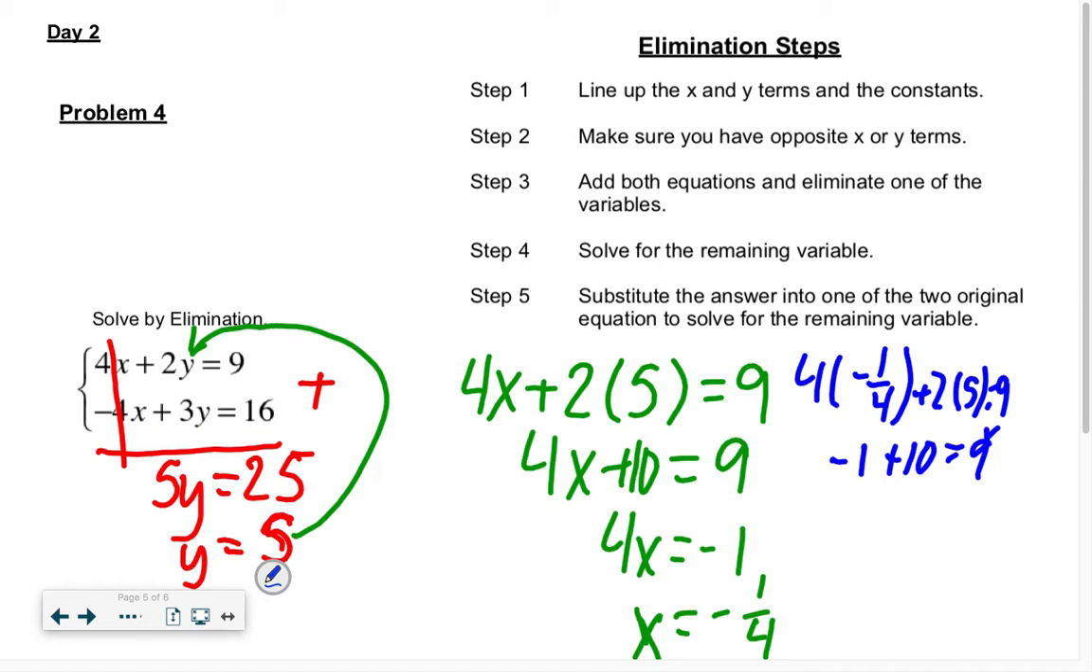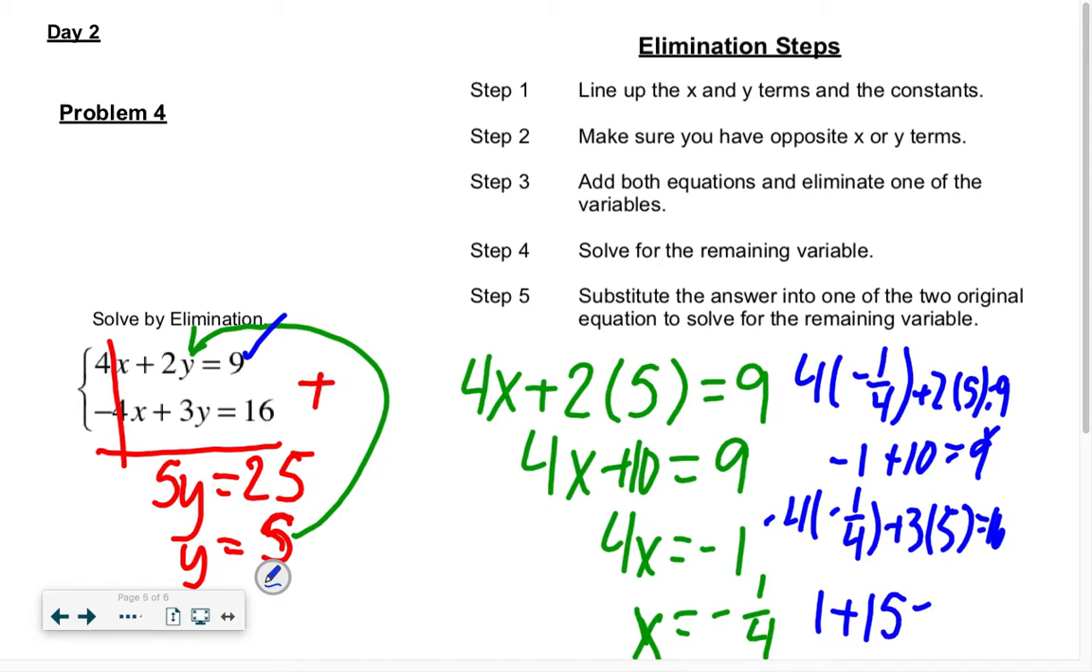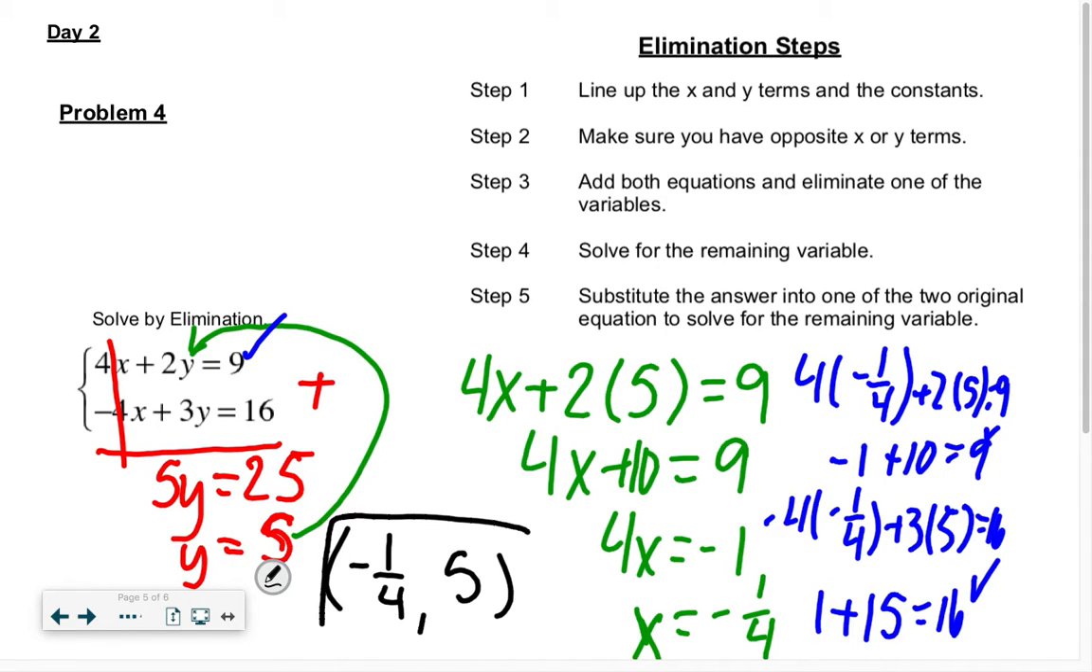No! Gotta check the other one. Gotta do both. First one's good. Second one: negative 4 times negative 1/4 plus 3 times 5 equals 16. Negative 4 times negative 1/4 gives me 1. 3 times 5, 15. Does it equal 16? Yeah. And then just like yesterday, we write them in point form, which is negative 1/4, comma, 5.